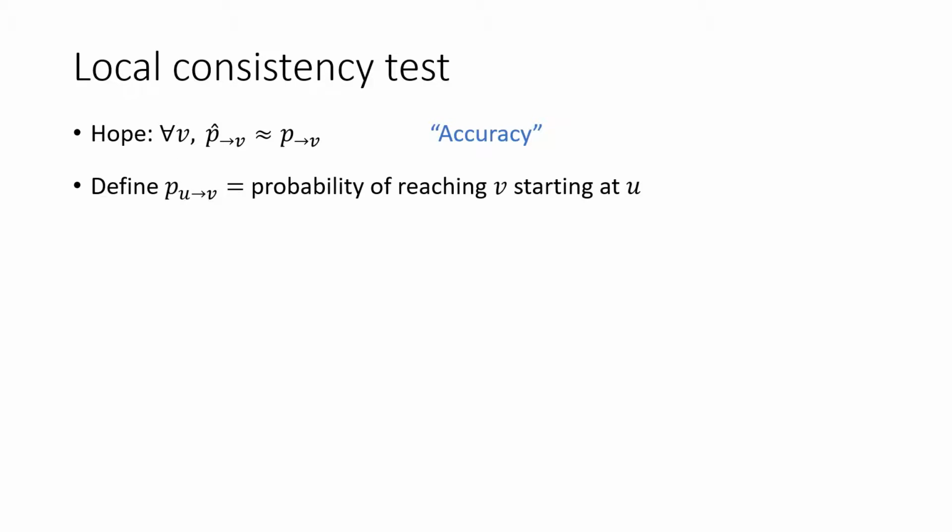Define the transition probability from u to v to be the probability of reaching v when you start at u and read uniform random bits. This is denoted p sub u arrow v. We can express the true probability of visiting a vertex v in terms of the probabilities of visiting the vertices in the previous layer. Right? It's the sum over u of the probability of visiting u times the transition probability from u to v.